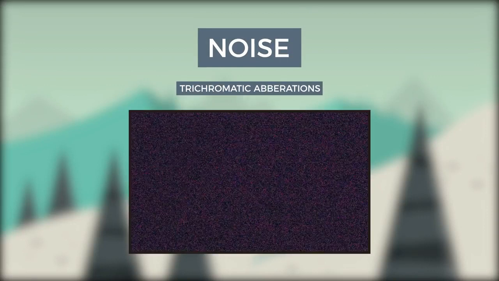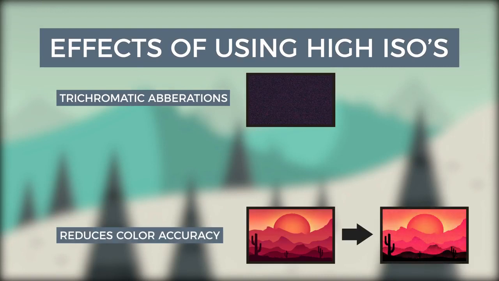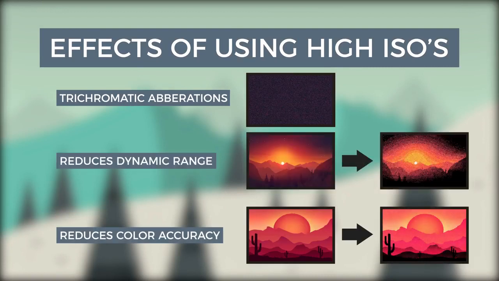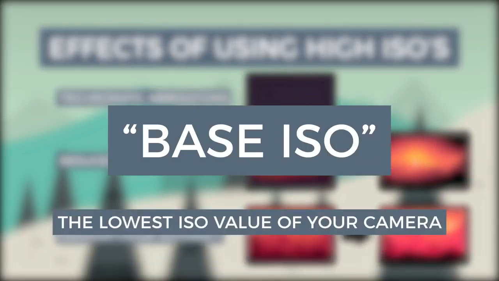Higher ISO values don't just produce more noise, they also reduce the color accuracy and dynamic range. So you should use the lowest ISO value possible at all times. The lowest ISO value of your camera is considered the base ISO, a term that you may come across in the future. This ISO produces the best image quality and lowest amount of noise, but as stated earlier, low ISO values require lots of ambient light to properly expose the scene.